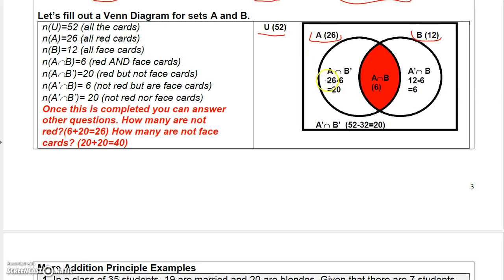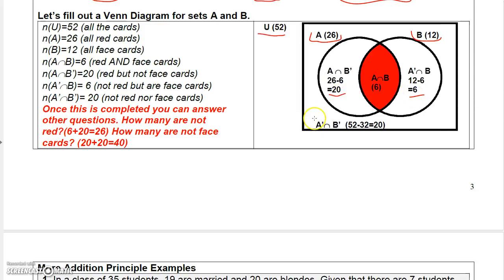So how many are red and not face cards? We'll take 6 away from 26, and that'll give you 20. There's 20 there. And then how many are not red cards but are face cards? Well, out of the 12 face cards, take the 6 that are red away, and that leaves you 6 that are not red. Now if you add these together, you actually get the union, because these are 3 non-intersecting sets. So if you add them together, you don't have to worry about overlap. So there's 32 in the union. Well, that means there's 32 cards that are either red or face cards.